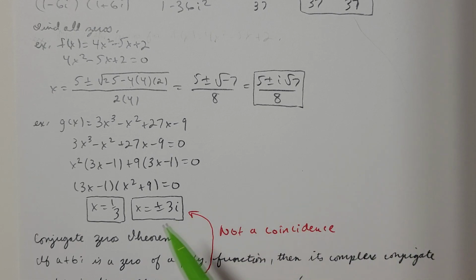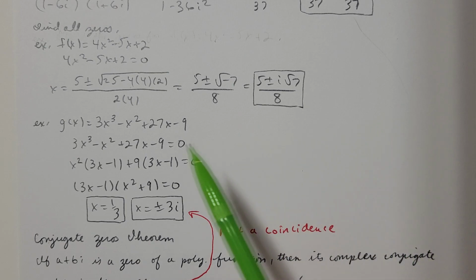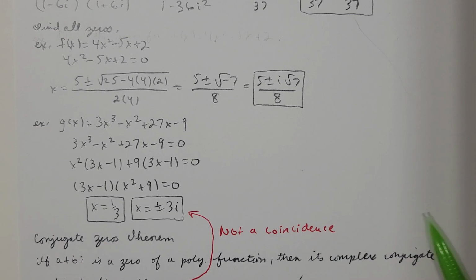So all in all, I got 3 zeros. That makes total sense because I got a degree 3 polynomial. I could know before I did anything that I'm going to have 3 answers. Okay, so they're 1/3, 3i, and negative 3i. Now let me ask you this question. Would I want to solve this problem by using the techniques in the last section?